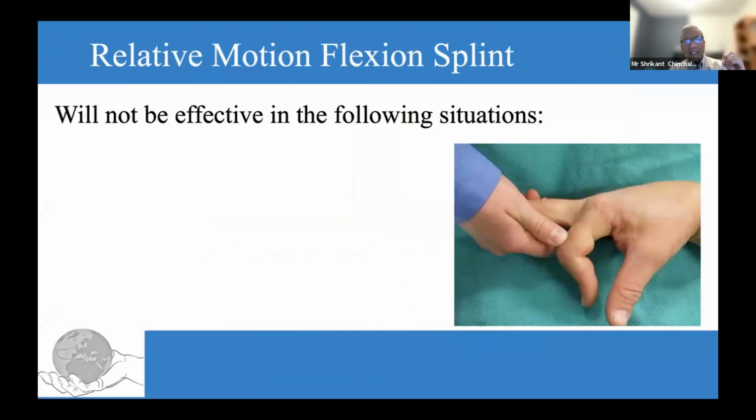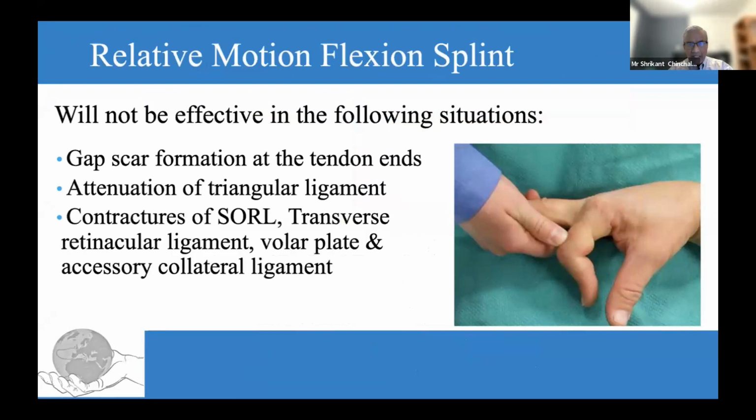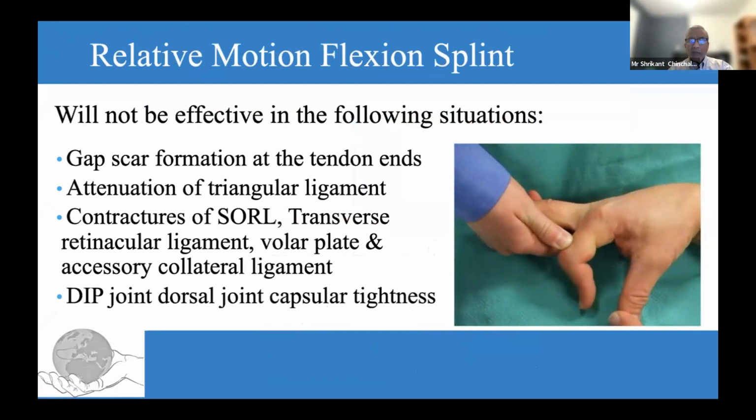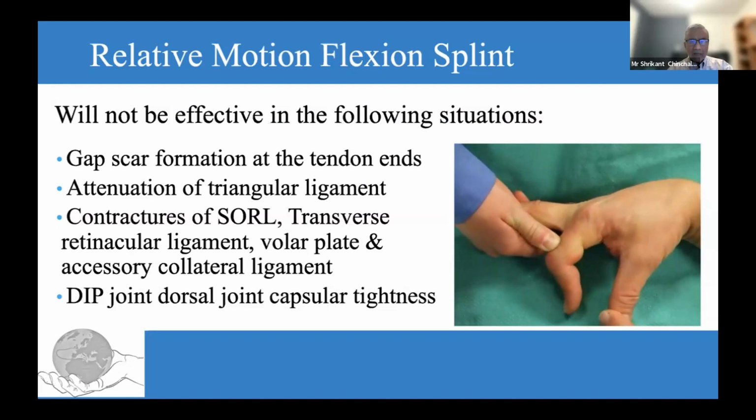So keep in mind that the relative motion flexion splint will be ineffective in many situations, especially if there is a gap scar formation at the tendon end, 1. If there's an attenuation of the triangular ligament, that's 2. If the patients have gone into contractures of spiral oblique retinacular ligament, transverse retinacular ligament, or in other words, the soft tissue contractures will not allow the relative motion splint to work effectively. And again, if the person has a dorsal joint capsular tightness, it will not be resolvable with relative motion splinting.